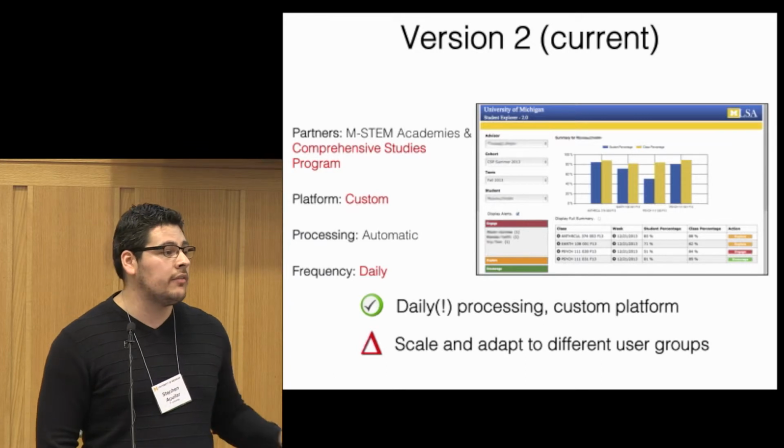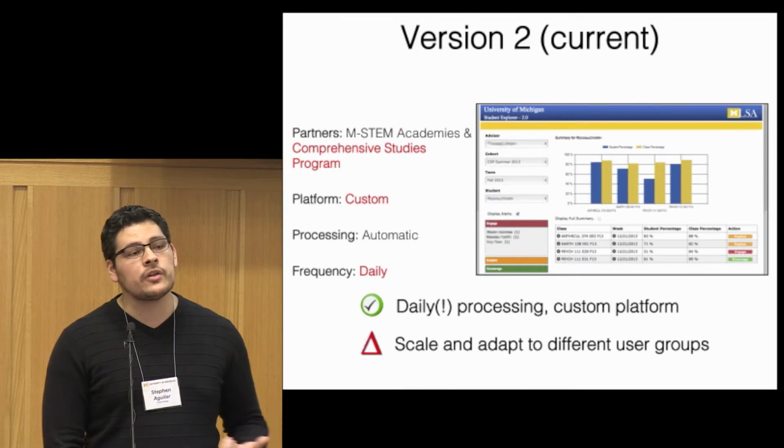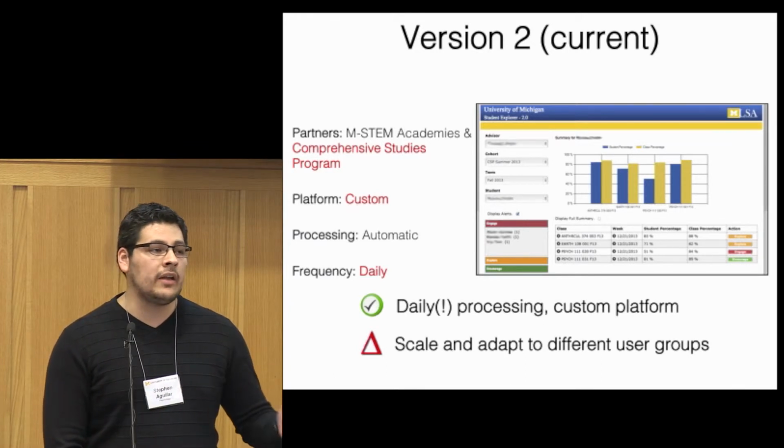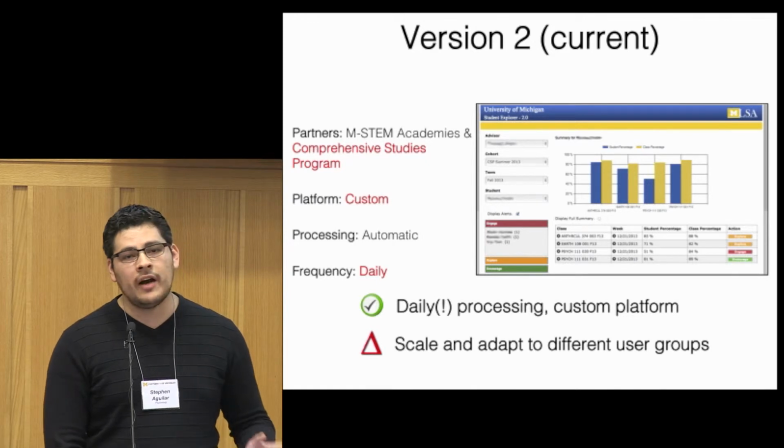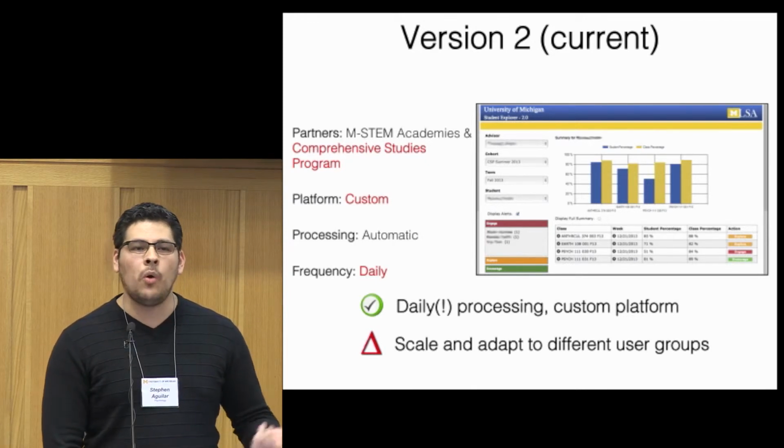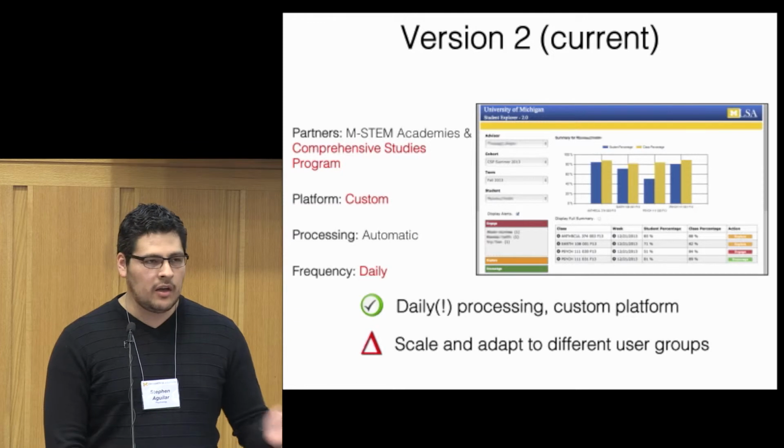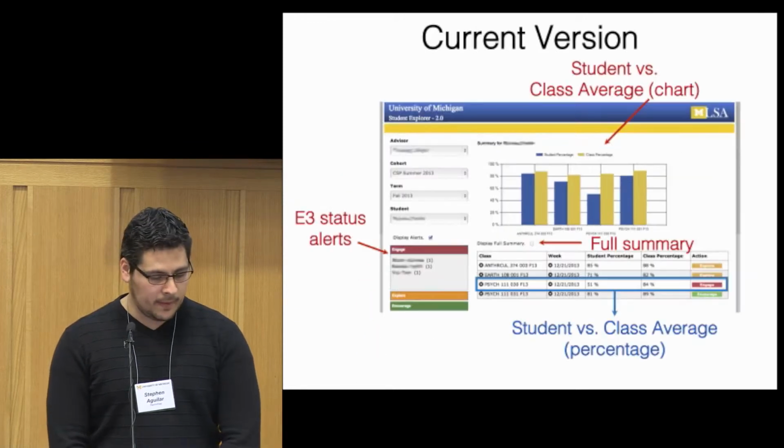This was new because when this first started, the system processed the data weekly. So by the time it got to advisors, there was a little bit of stagnation. It was old, right? So you don't get a sense of how students are doing on that day.